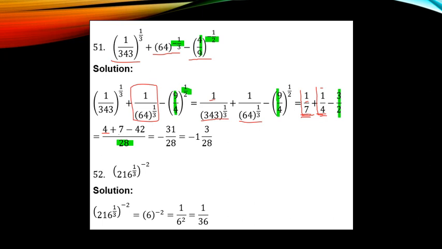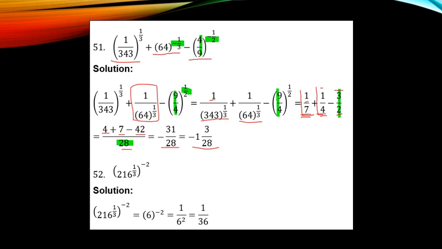Then minus. The last denominator is 2. You divide 28 by 2, you have 14. 14 times this 3 you have here now, you have 42. So 4 plus 7 is 11, minus 42, you have minus 31 over 28. If you convert to mixed fraction, you have minus 1 whole number 3 over 28.